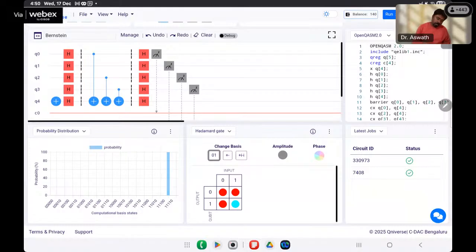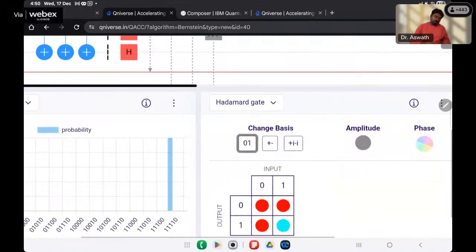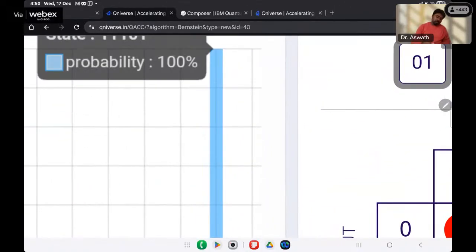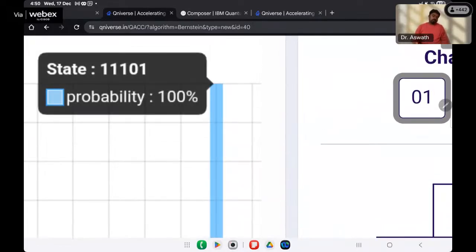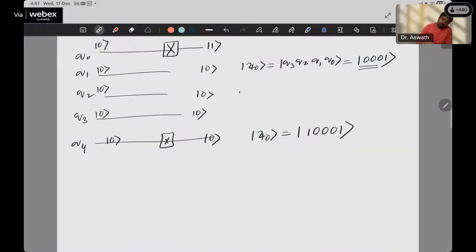I have 1 1 0 1 1. The last one is the query part. Just click on that. You would see 1 1. So the left extreme is the ancilla, and the right 4 is the query. That is what I had.